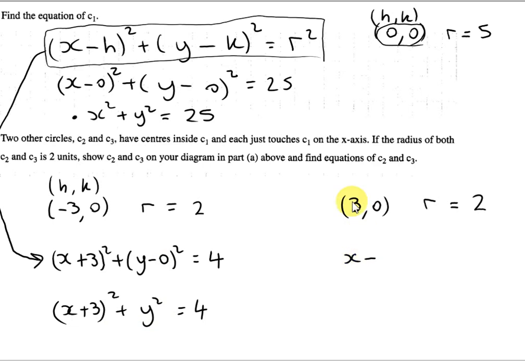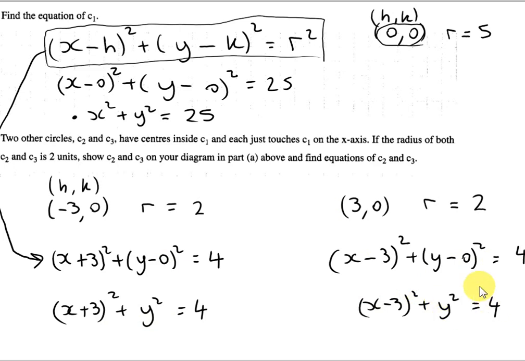Over here we have x minus 3 squared plus y minus 0 squared equals 2 squared, which is 4. Again, we can write this as x minus 3 squared plus y squared equals 4. So this is where 3, 0 is the center, h, k. h is 3, k is 0.